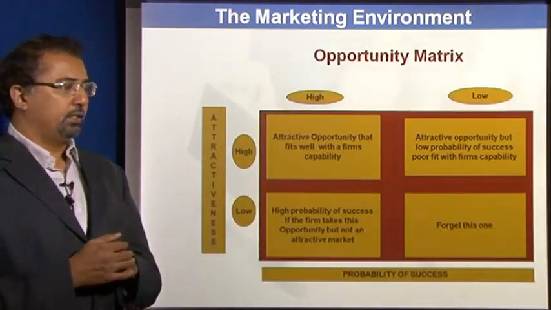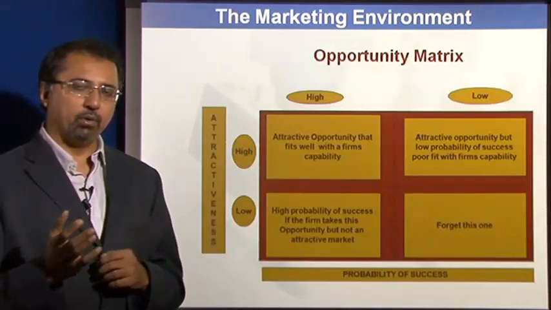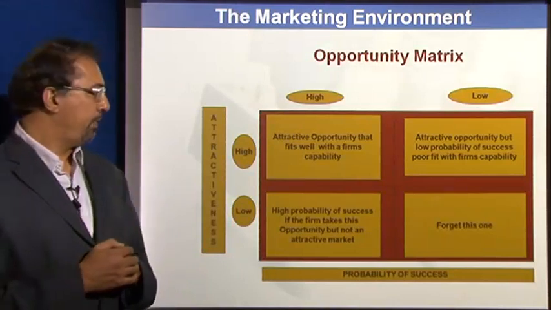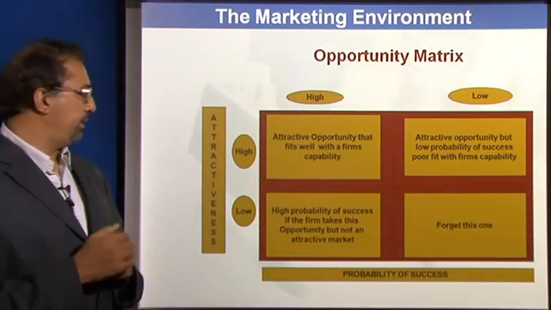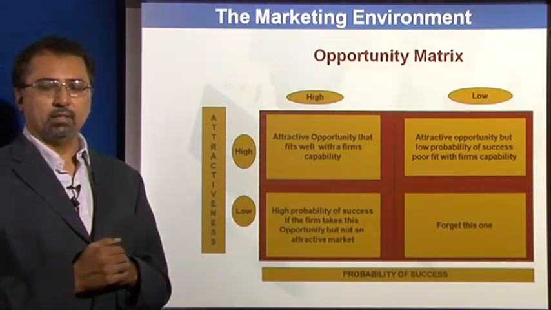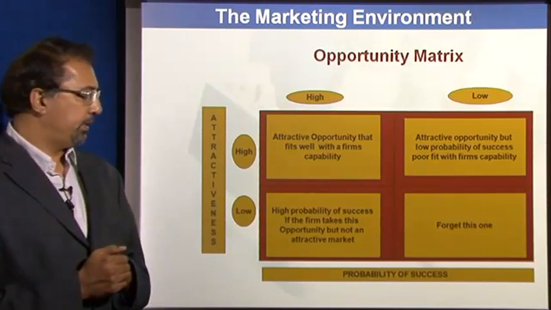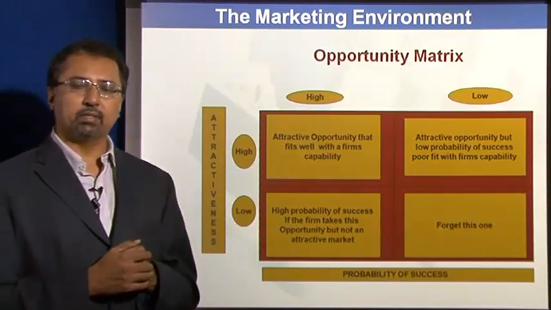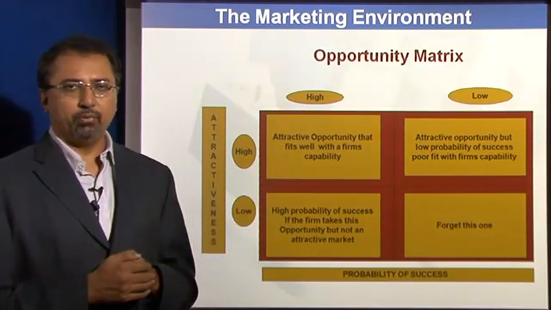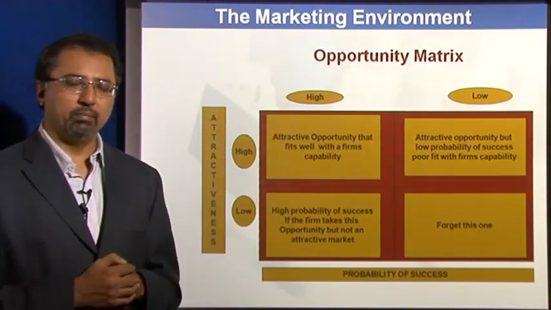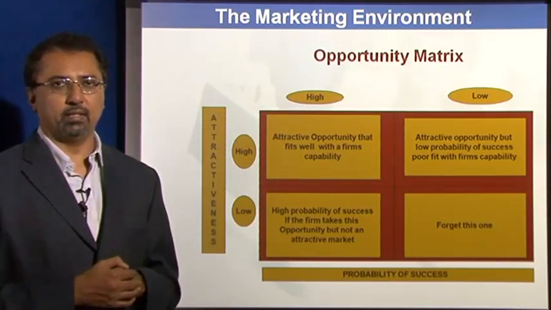So, if you look at it from a pure opportunity kind of matrix, on the one side you have a parameter like the attractiveness of an opportunity, and the other side is the probability of success. Now, for many firms, there are many opportunities which look very attractive.